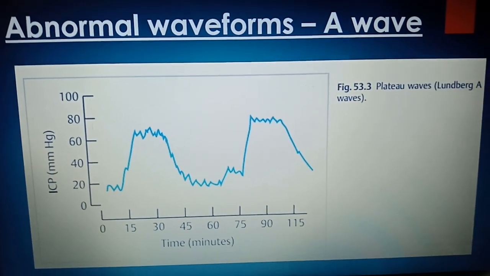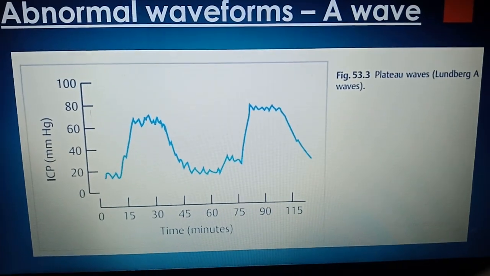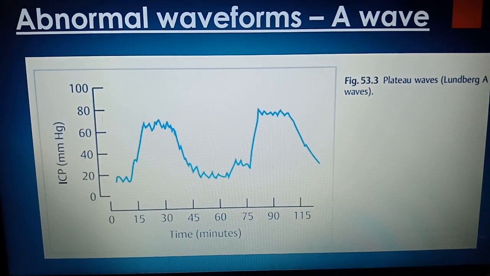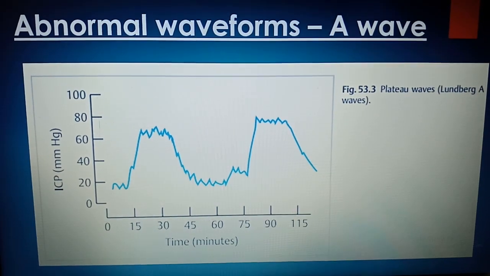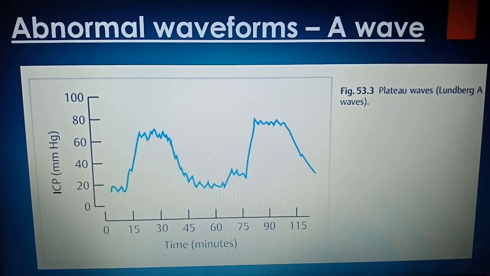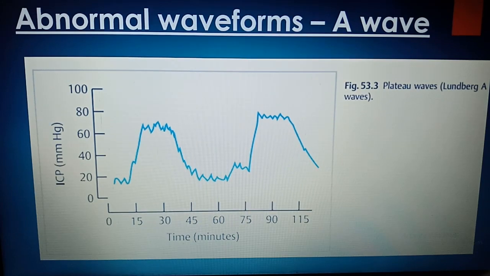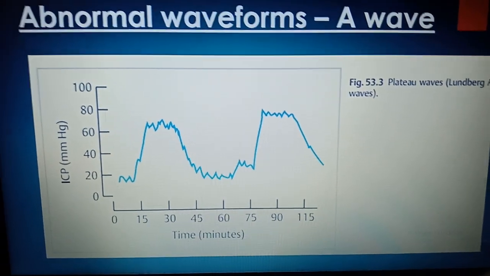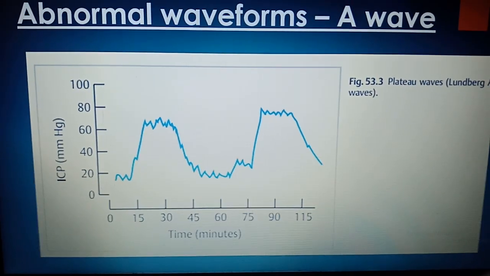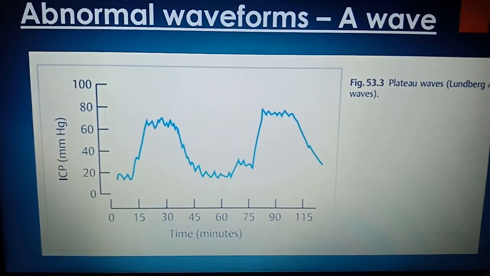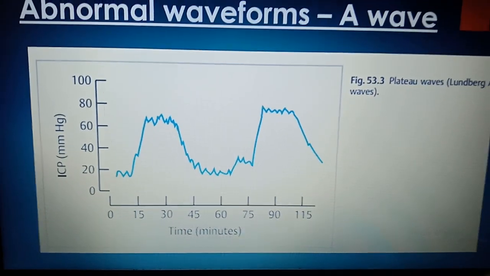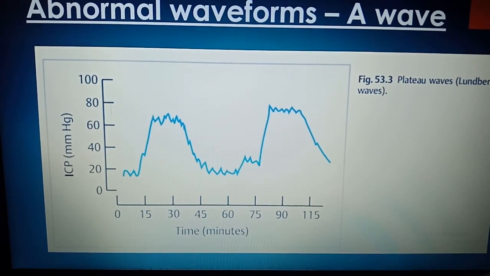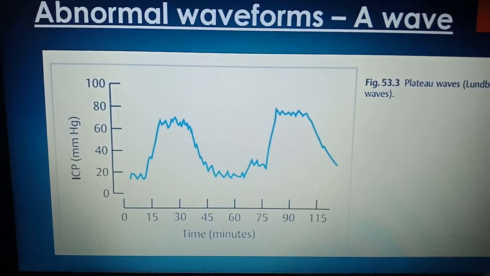Now there are many abnormal waveforms, and I won't go into the details of those waveforms, but the most important abnormal wave to be aware of is the A wave. So these are plateau waves, and they are called Lundberg A waves. Basically these are very high peaked waves, called plateau waves, and they are indicative of intracranial hypertension. There are some other types of waves, but they are not that significant. The A wave is the most significant. If it's there on the monitor, it's very alarming that the patient has significant intracranial hypertension.